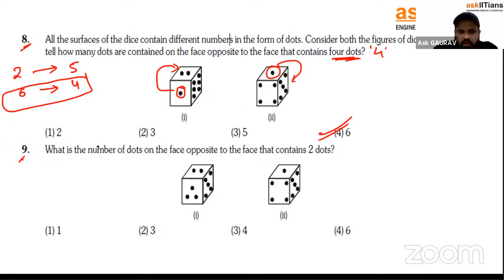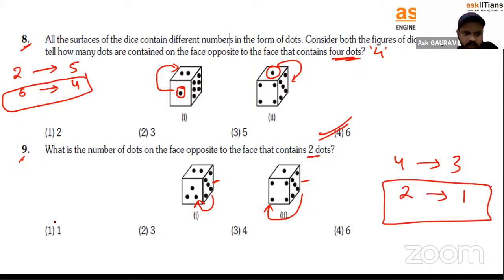Now see question number 9. Opposite to two dots. Just see the common. Which is common? 5 is common here. Move to opposite, it is 4. Move to clockwise, it is 3. So 4 is opposite to 3. 2 will be opposite to 1. So the first option is right. Is that clear?